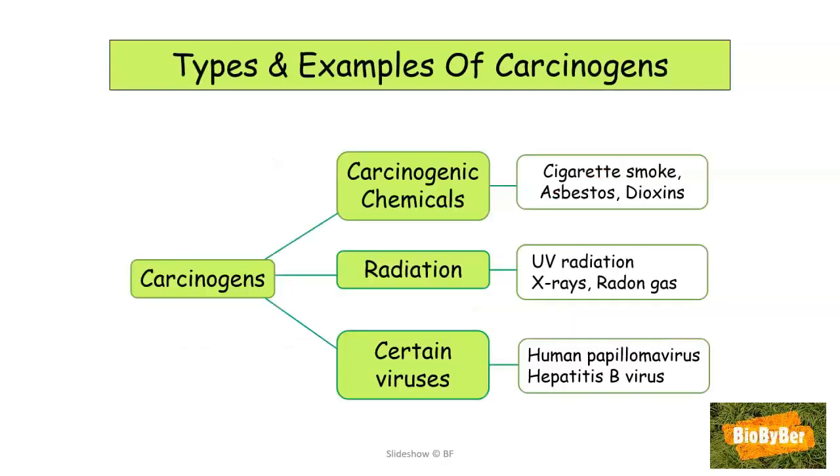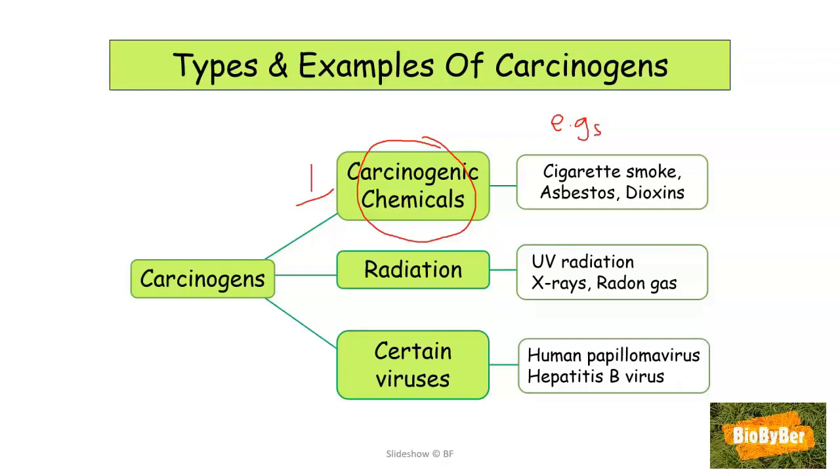Now, what are the types, and have we some examples of carcinogens? Well, the first type of carcinogen would be carcinogenic chemicals. Now, carcinogenic chemicals are things like cigarette smoke, asbestos, and dioxins. Now, be very careful here. Carcinogenic chemicals are a type of carcinogen, whereas cigarette smoke, asbestos, and dioxins, they are examples of carcinogenic chemicals.